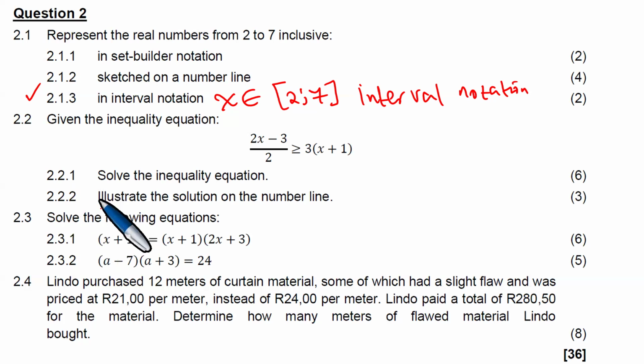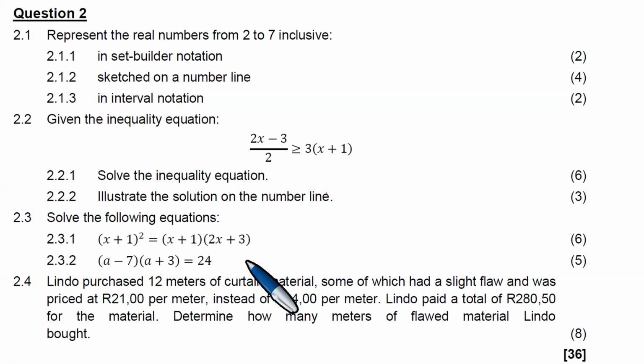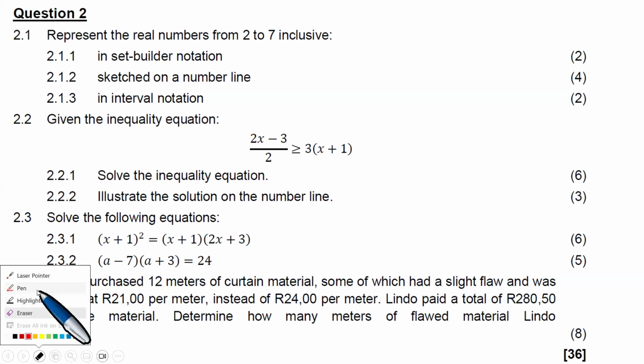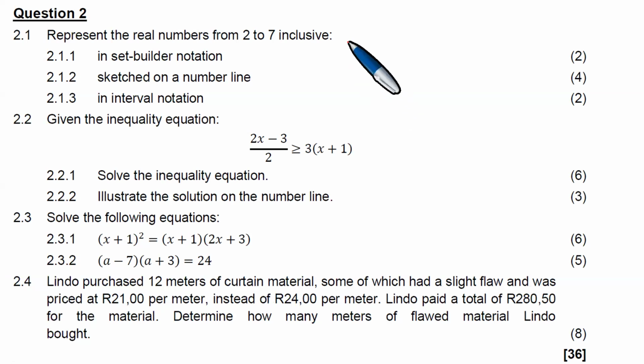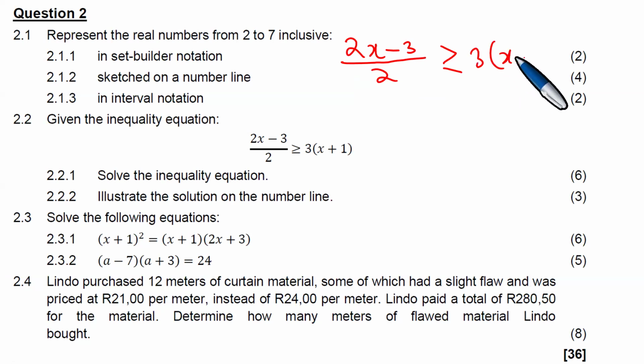2.2.1. We must be able to solve the inequality. We're going to use standard strategies to solve the inequality. If you look at this inequality, it is exactly this one here. How do we solve it? First things first, I'm going to write the inequality up here. So if we're given, for instance, (2x minus 3) divided by 2, which is greater than or equal to 3 times (x plus 1).